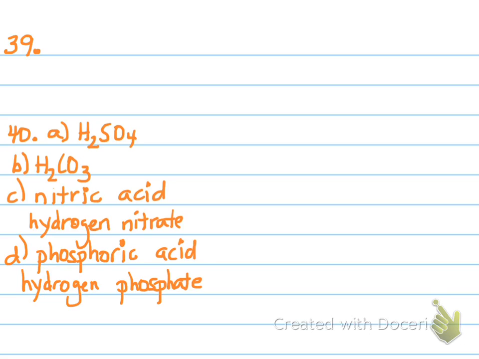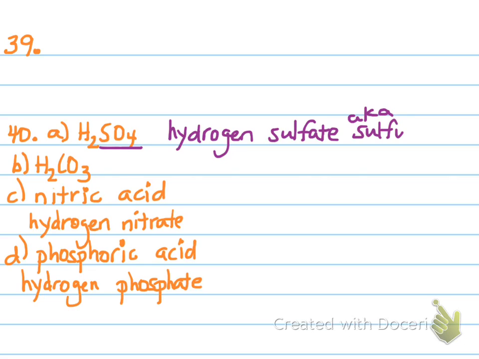Number 40. Give the name or formula of these common acids. H2SO4. Well, I would have you name that. SO4 is sulfate, like an ionic compound, so this is hydrogen sulfate, which is also known as sulfuric acid. But as long as you named it hydrogen sulfate, you'd be fine.